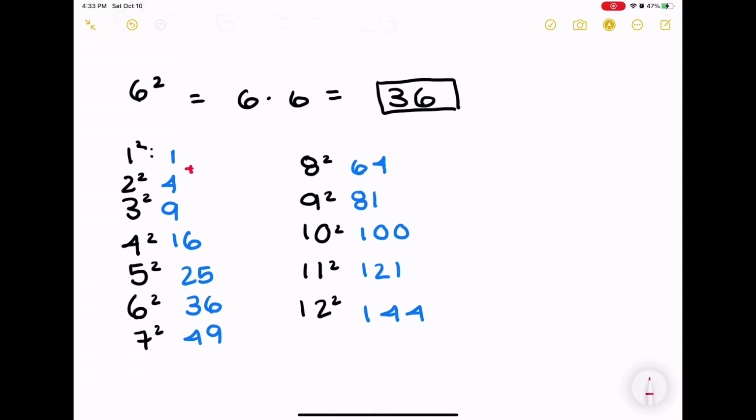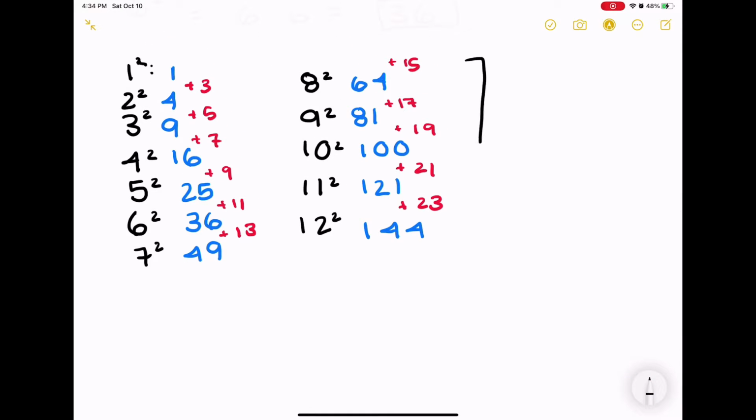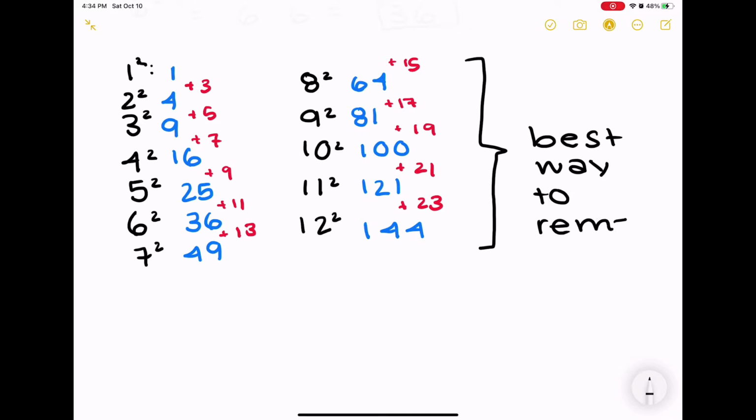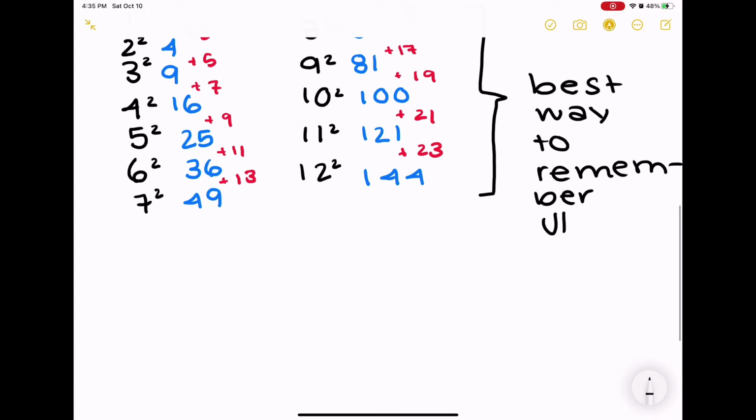Now, how do these relate? That may have stuck on your mind. Well, you're actually going to add the next odd number in between. So 1 squared is equal to 1. So 2 squared is, you're going to add 3 to that. So you get 4. Then you add 5 because that's the next odd number for 3 squared. So as you can see, that's the best way to remember it for now.